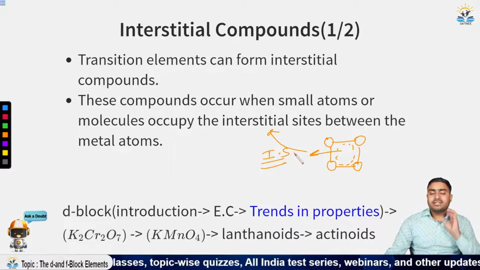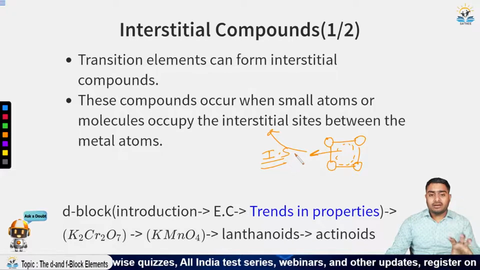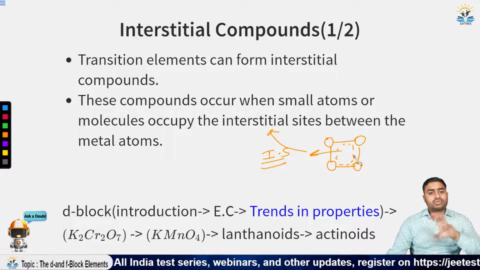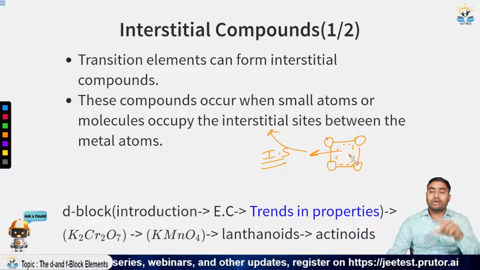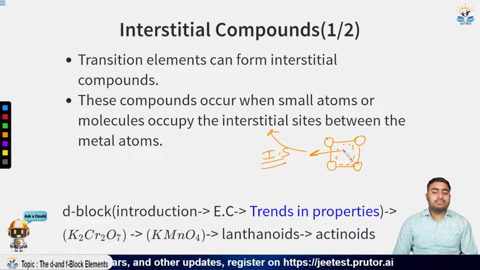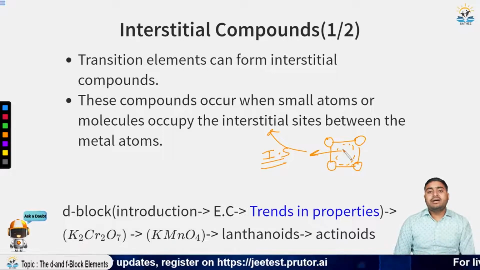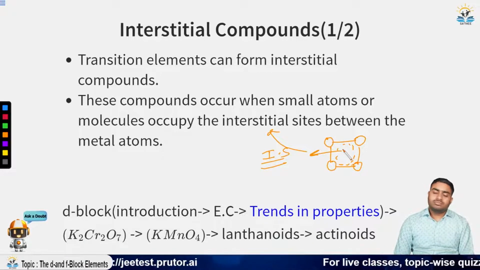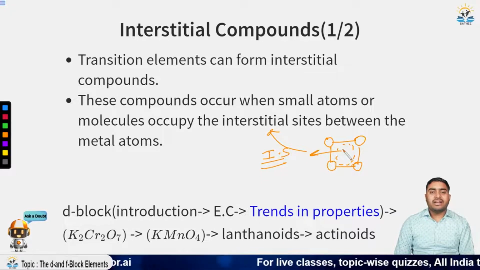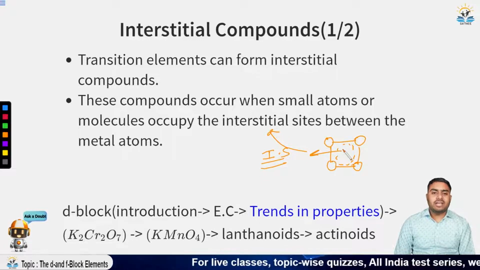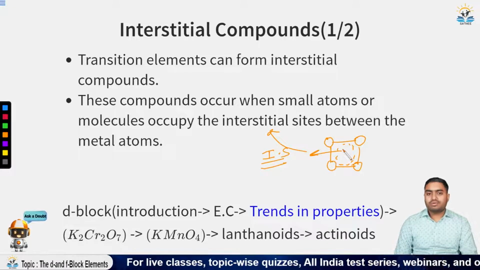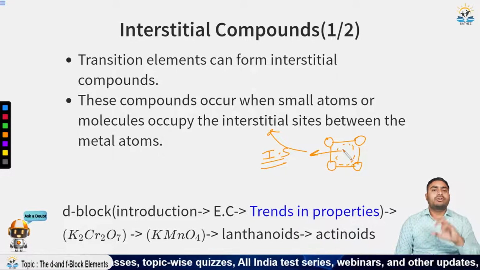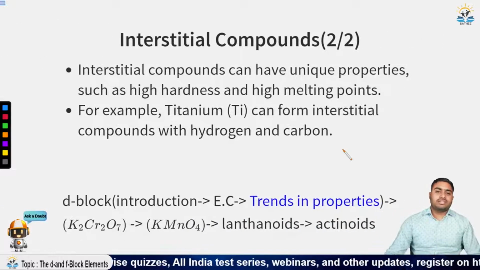If this is the interstitial site between metal atoms, these compounds occur when small atoms or molecules occupy it. So if any small atom or molecule occupies the interstitial site between these metal atoms, you will get interstitial compounds. So definitely transition elements can form interstitial compounds, with some small elements like hydrogen, oxygen, like this. Let's move to the next.